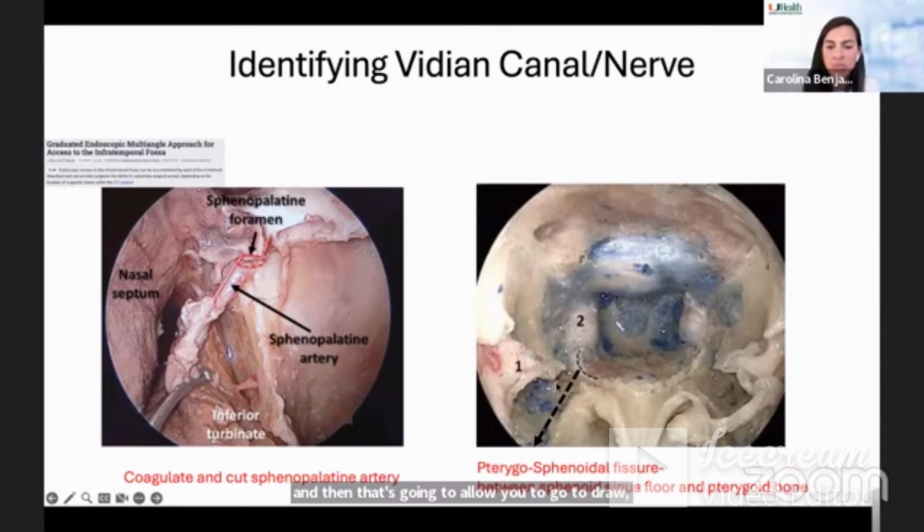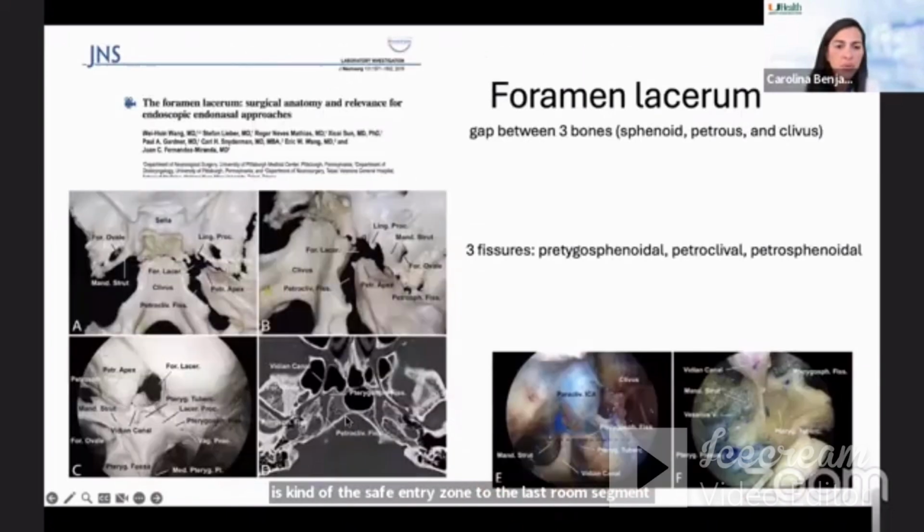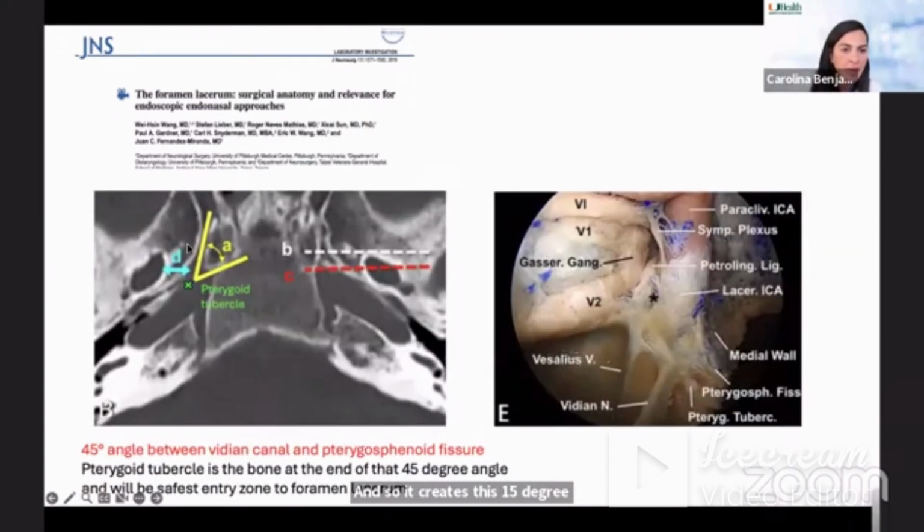And then once you get to the Vidian canal, you'll get to the pterygosphenoidal fissure. And once you get here, this is kind of the safe entry zone to the lacerum segment of the carotid artery. And so it creates this 15-degree angle here. This is a nice imaging picture of that, the pterygoid tubercle, which is going to be a 45-degree angle between the Vidian canal and the pterygosphenoidal fissure. And that really provides you the safest entry zone to the lacerum segment of the carotid artery.